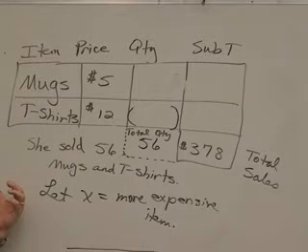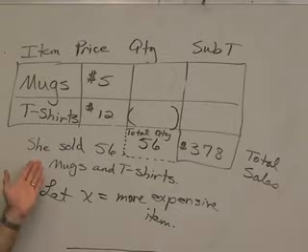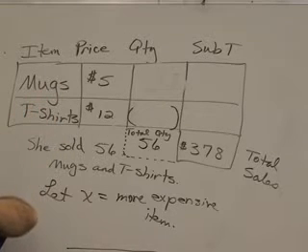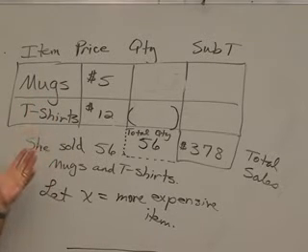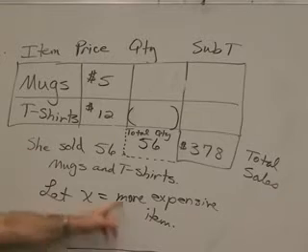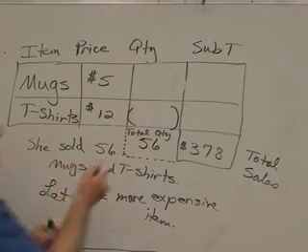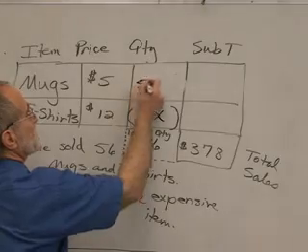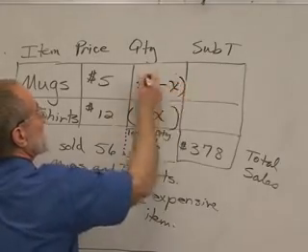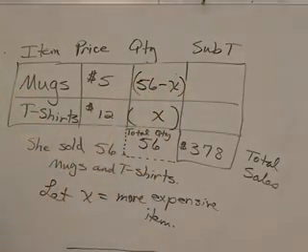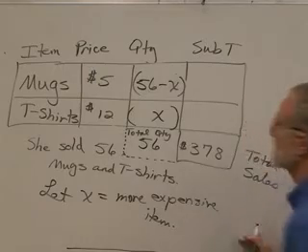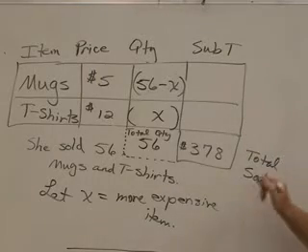In the other situation where they told us which one was bigger, we let X be a smaller thing. Here we don't know which one's bigger. So we let X be a more expensive item so that we can let 56 minus X be a less expensive item and it'll keep our numbers small. All right, let's do this and we'll be done with the hardest one.